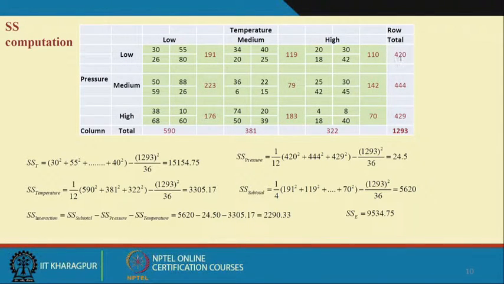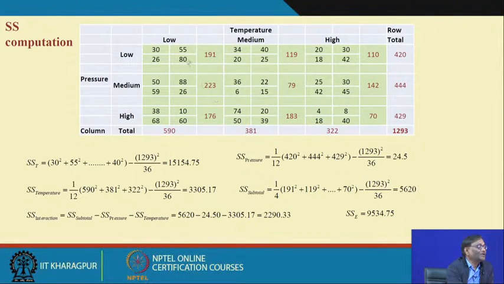This is Yi dot dot, this one is Y dot j dot, and another total is the cell total Yij dot. The first cell is 191, the second cell total is 222, the third cell total is 176. Similarly, all totals are computed. Once the totals are known, you are in a position to compute the SS because you have seen the formula.